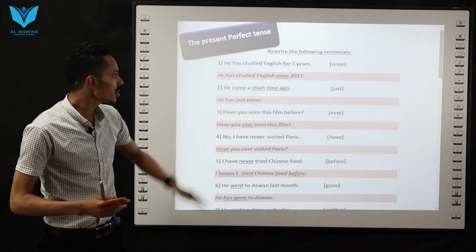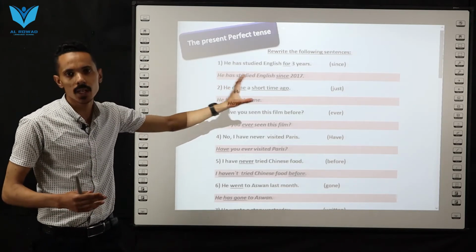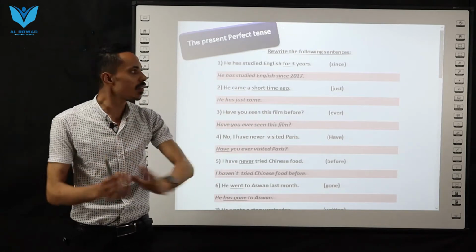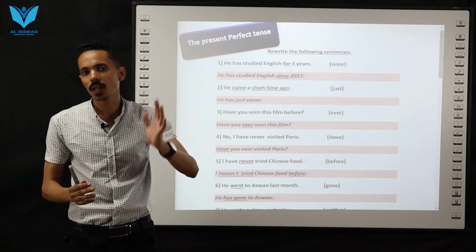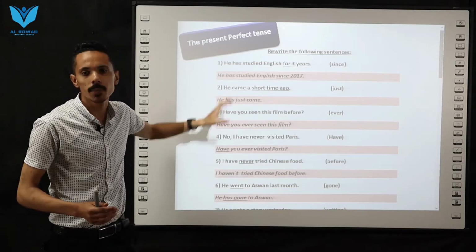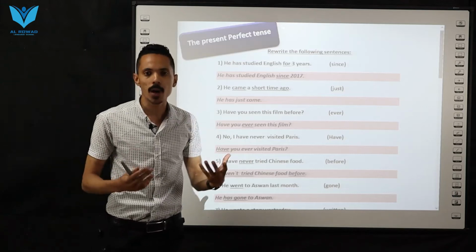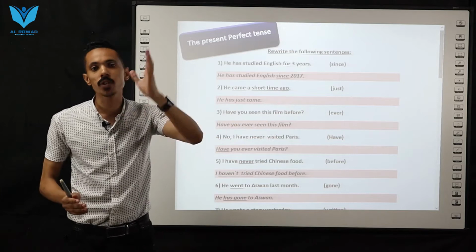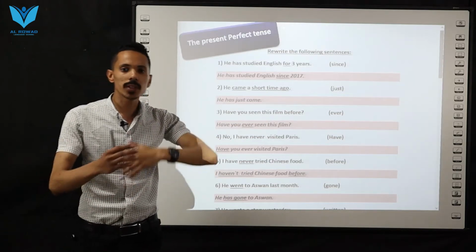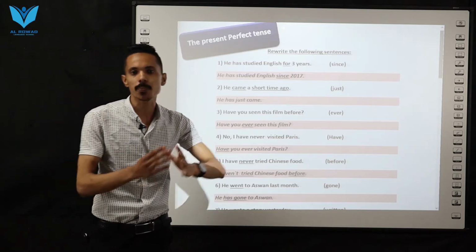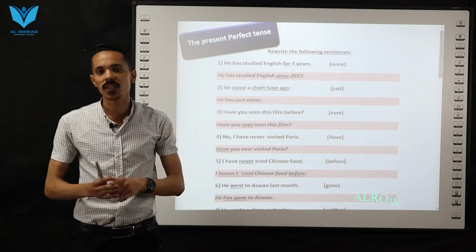For the second point, he came a short time ago. I want you to use just here. Before using the word, you should, as I told you, divide the sentence. What is the verb here? Came. Came is a past simple verb. So here I want you to use just. If you use just, you will change the verb from past simple into present perfect and another thing.